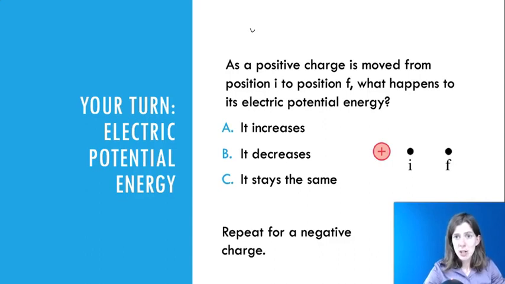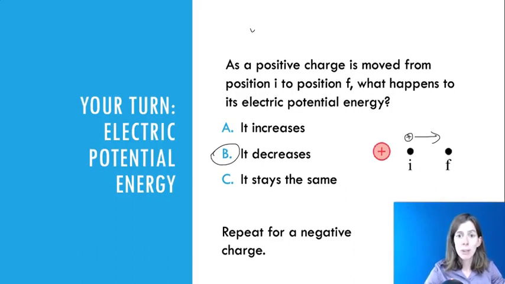As a positive charge is moved from position I to position F, what happens to its electric potential energy? Pause the video and think about it. So let's take a look. We have a positive charge here, and it's moving to the right. Well, that's the direction that it naturally wants to go, because positive charges are repelled. So if it's going the way it wants to go, then its potential energy is decreasing.